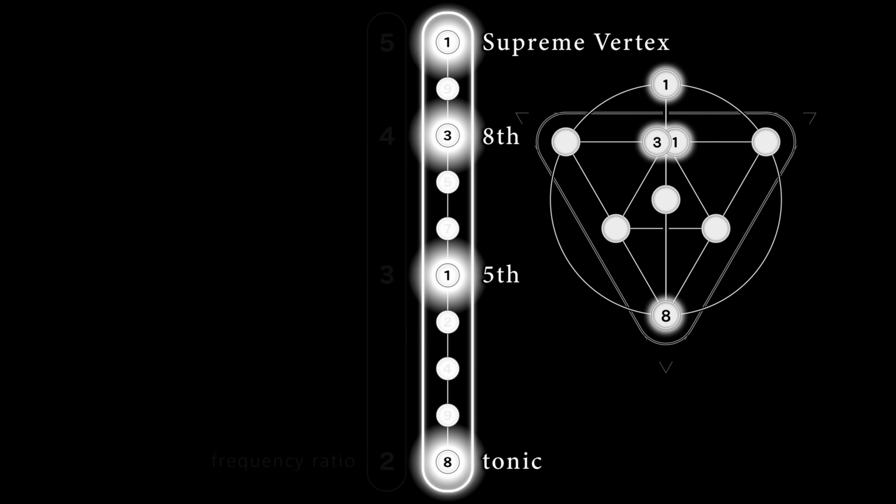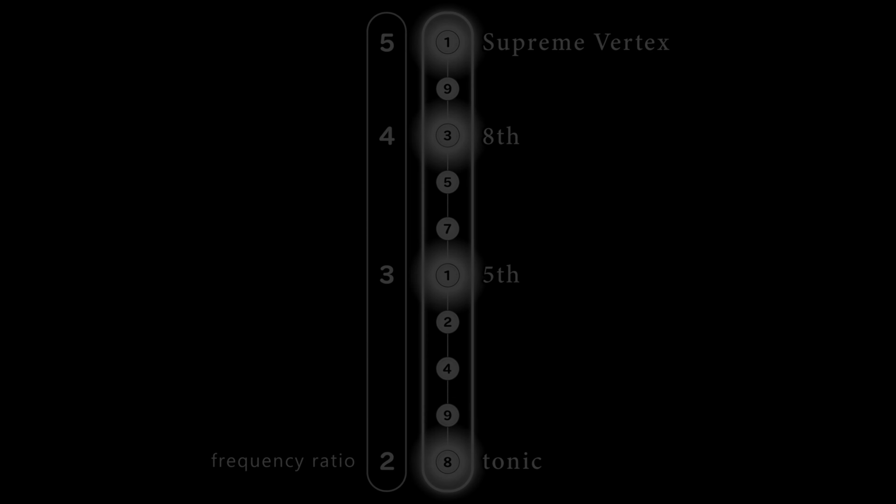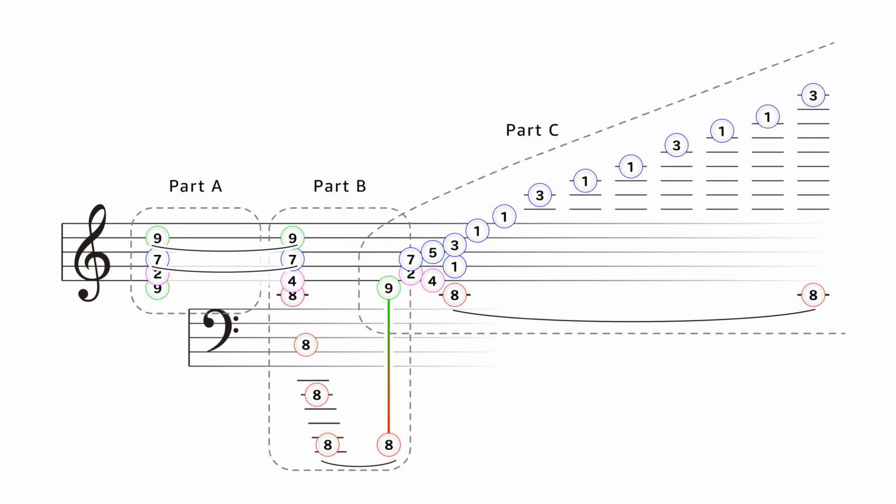As we have seen and heard, the frequency ratio in this figure can be used as a solution to the unstable sound of a tritone. Now, we will listen to the sound of Part A, Part B, and Part C.